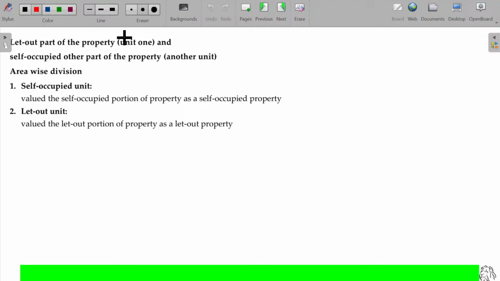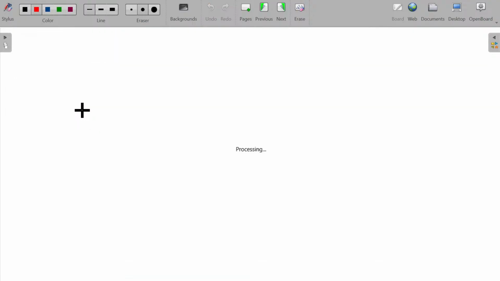Let out one unit of the property and self occupy the other part of the property, another unit, area wise division. The self occupied part you can treat like self occupancy. The let out part, you just calculate like let out, that's all. Segregate and proceed with the normal procedure here.